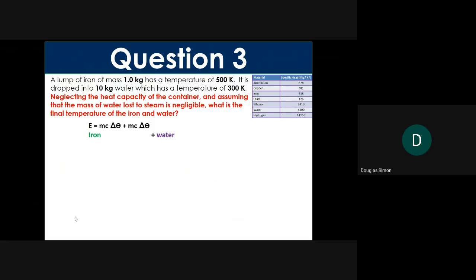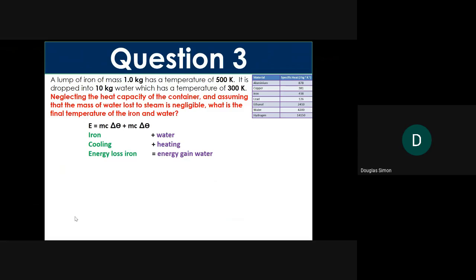What we need to realize is that we do have iron and we do have water, and that one is cooling down and one is heating up. So the iron is cooling down because it starts at 500 Kelvin. The water is only 300 Kelvin. So of course they're going to reach a temperature somewhere in between the two. And the iron is cooling down and the water is heating up. So that means iron is going to lose some energy and water is going to gain some energy.